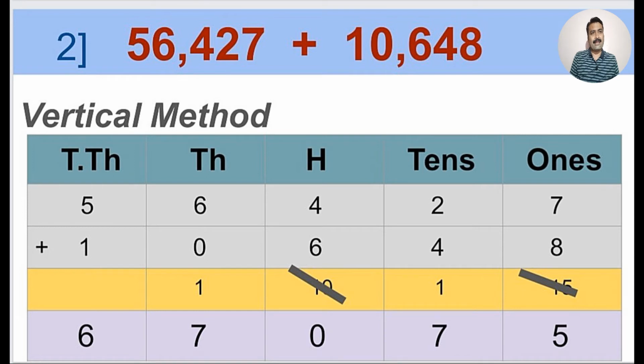Thereafter we arrange the second number 10,648. So while arranging that second number, 1 we write into the 10,000 place below 5 there. After that 0 we arrange below 6 into the thousand column. Thereafter 6 we arrange below 4 into the hundreds column. Thereafter 4 we arrange into the tens column below 2, and thereafter 8 we arrange below 7 into the ones column there. This is the proper vertical arrangement. Now we are going to start our basic operation here, starting from the ones column.